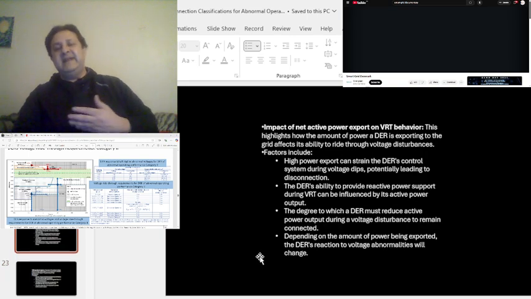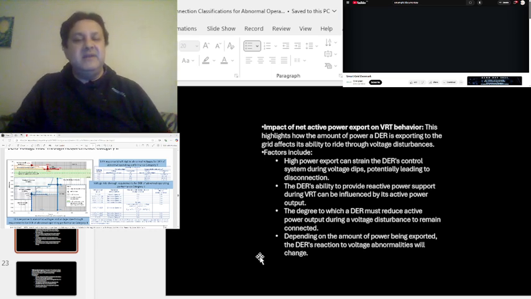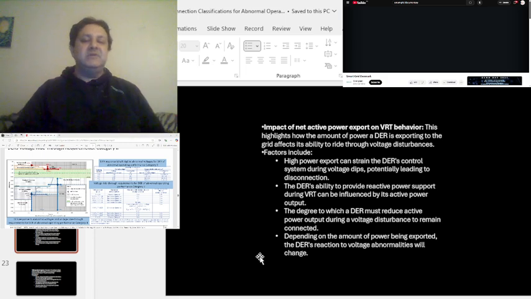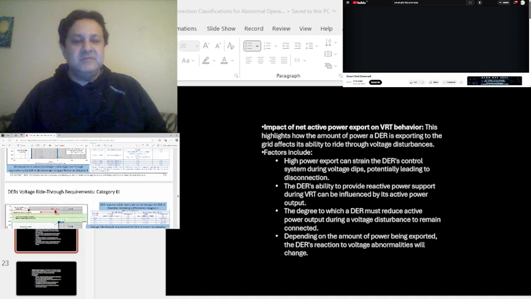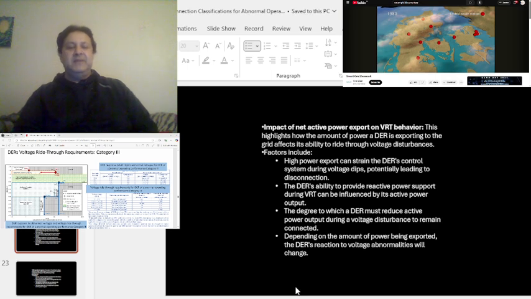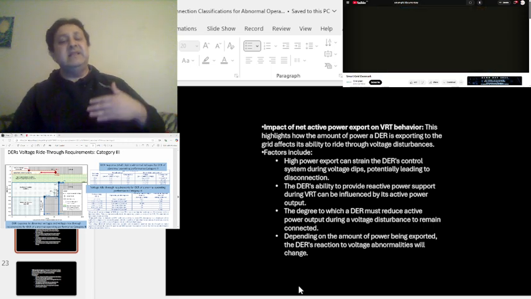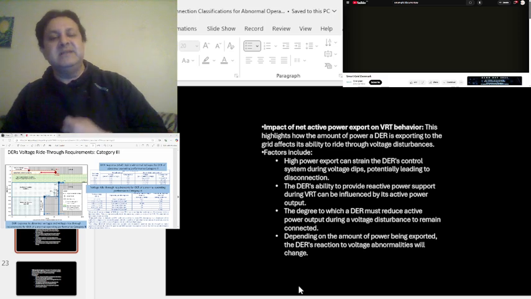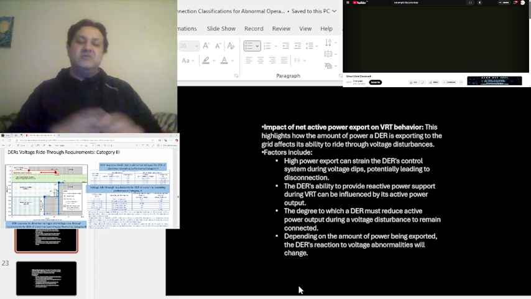Impact of net active power export on VRT behavior. This highlights how the amount of power the DER is exporting to the grid affects its ability to ride through voltage disturbances. So, which are the factors?